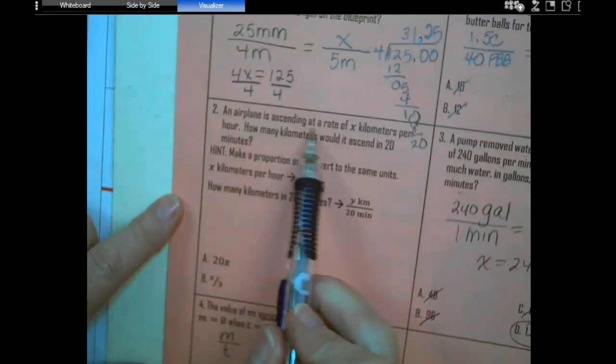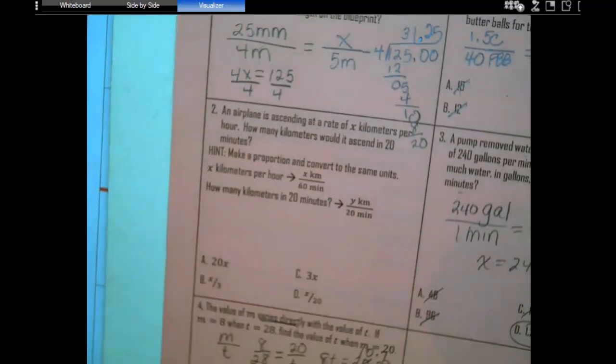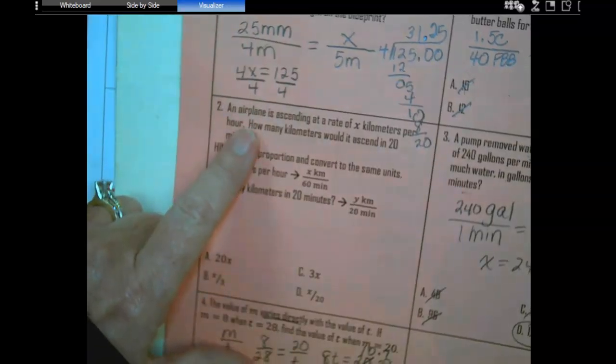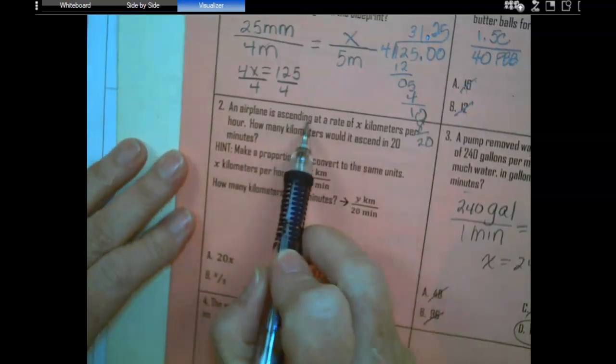It says an airplane is ascending. I'm going to read it, and I just want you to listen for what might be a problem here. An airplane is ascending at a rate of X kilometers per hour. How many kilometers would it ascend in 20 minutes? What's the problem? It doesn't tell us that, and what did you say? It has minutes and hours. You got to pick one, right? You can't have both.